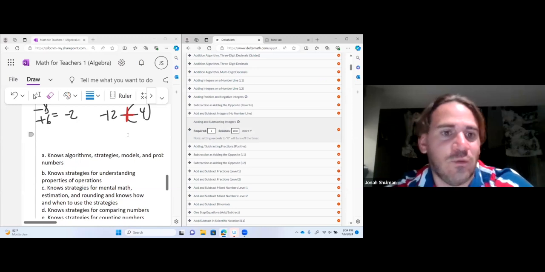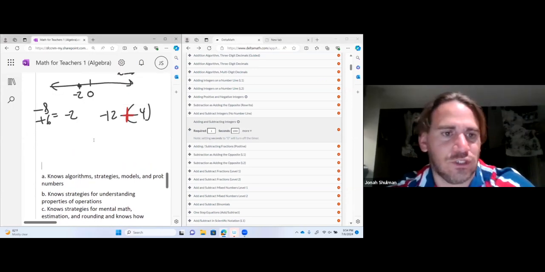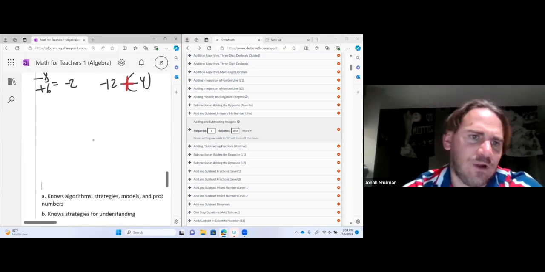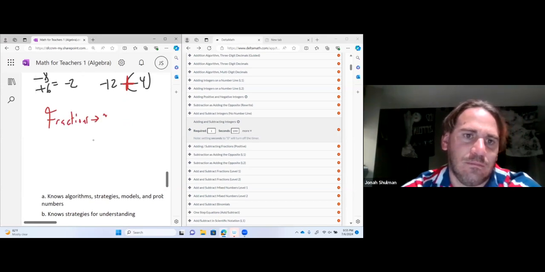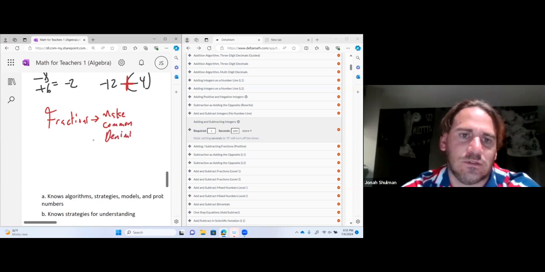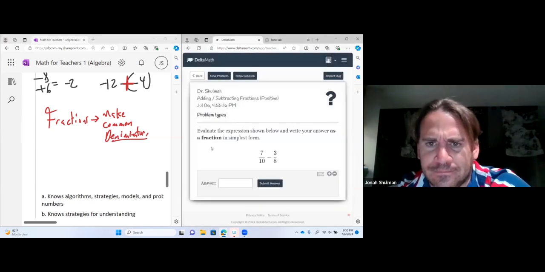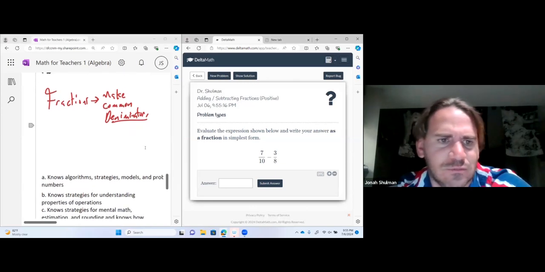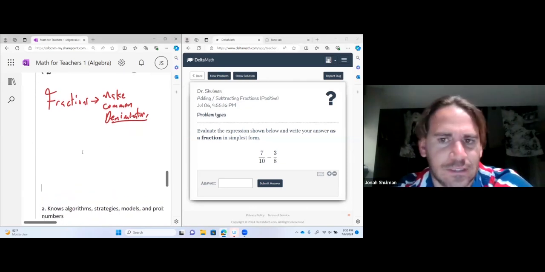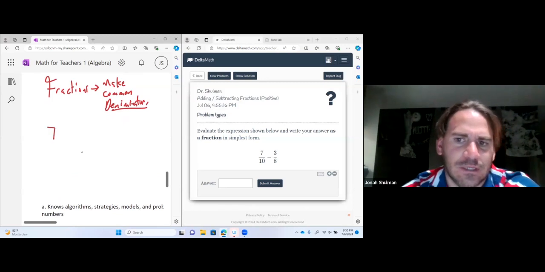All right. Now we get into the world of fractions. So for adding fractions, the best way to think about it is make common denominators. That's all we're going to need to do. So let's go with it. Evaluate the expression below and write it as a fraction in simplest form. Finally getting some real sorts of problems here.